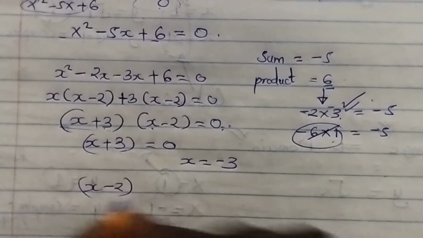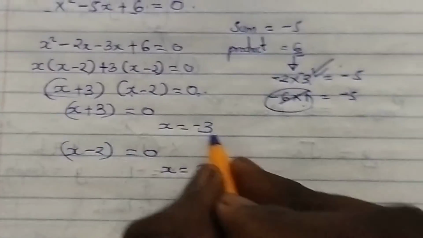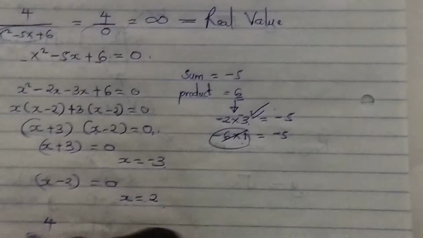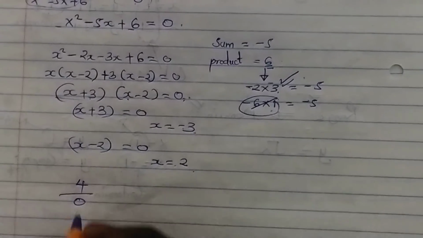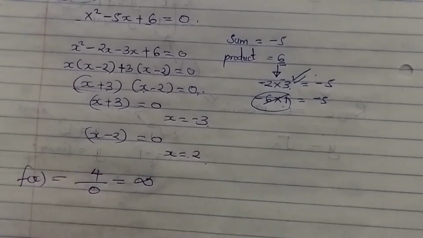X minus 2 equal to 0. This gives you x equal to 2. So it means when x is 3 and when x is 2, this value is going to be equal to 4 out of 0. So it means it will be unknown. Our f of x is not going to be real.